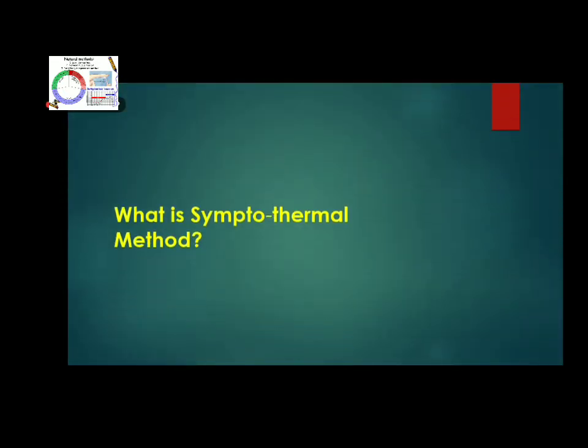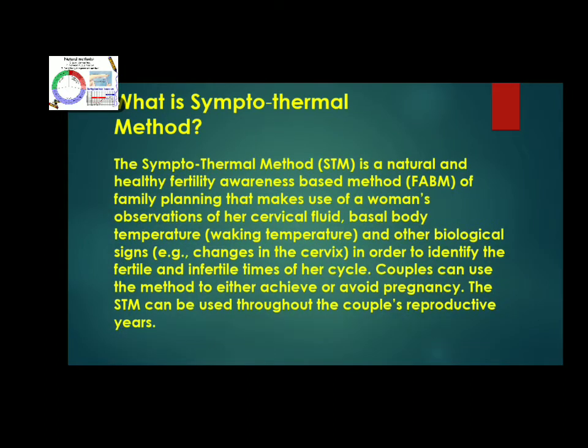What is the symptothermal method? The symptothermal method, or STM, is a natural and healthy fertility awareness-based method of family planning that makes use of a woman's observations of her cervical fluid, basal body temperature or waking temperature, and other biological signs. Example of it, changes in the cervix, in order to identify the fertile and infertile times of her cycle. Couples can use the method to either achieve or avoid pregnancy. The STM can be used throughout the couple's reproductive years.